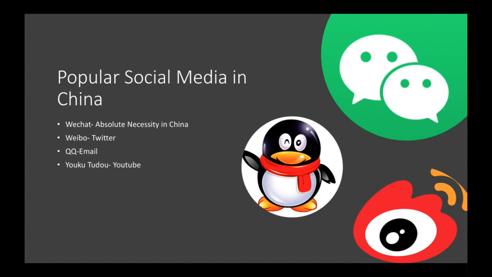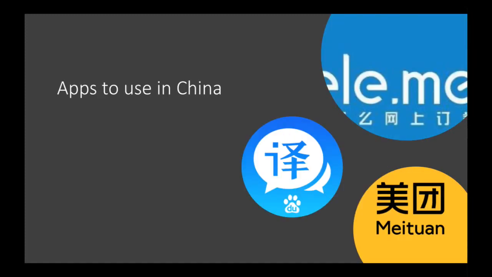Youku Tudou, which is essentially a Chinese version of YouTube. You can find a huge amount of Western videos on there and Western films on there as well that you can access for free. Again, it's a really good website to actually use in general, let alone in China. You've got Dianping, which is essentially a Chinese version of Yelp, where you can get a lot of information on restaurants that you might be going to. And then you've also got Douban, which is pretty much the Chinese version of Spotify.